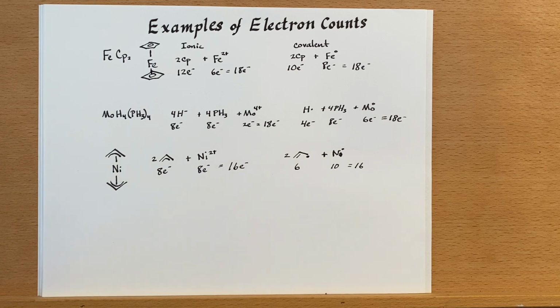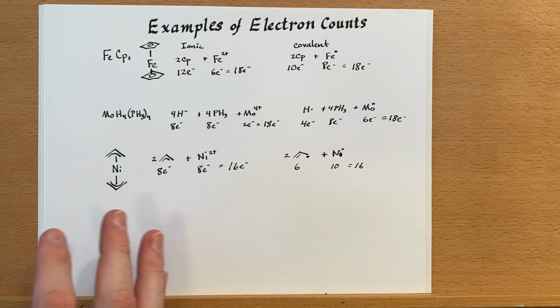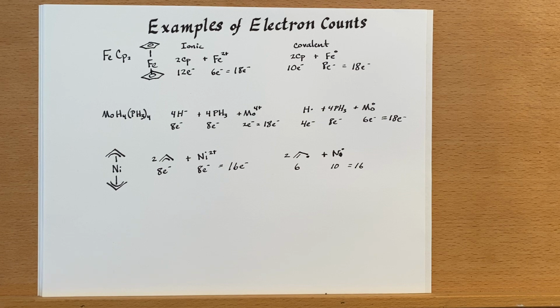Now, like I said, not every complex has 18 electrons. And in fact, we can see the electron count change during a catalyst cycle or during a reaction. But keep in mind that with very few exceptions for the transition metals, the electron counts stay at 18 or below. This is just typical.